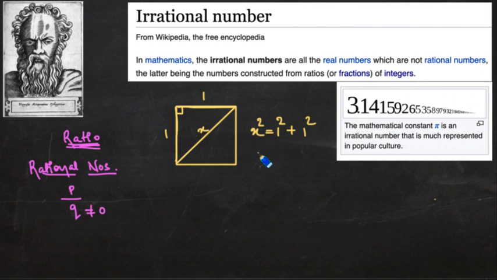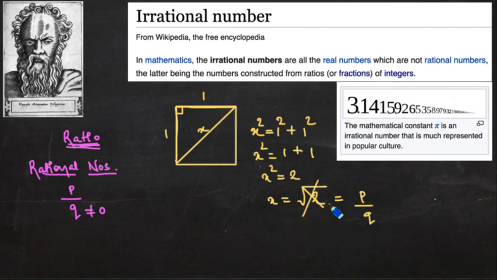So this would mean that x square is equal to 1 square, which is 1, and again 1 square, which is 1. So x square is 2, which means x is equal to square root of 2. Now this was the problem. This number, Hippasus was not able to express in terms of a ratio of two integers. He tried really hard, but he was not able to.